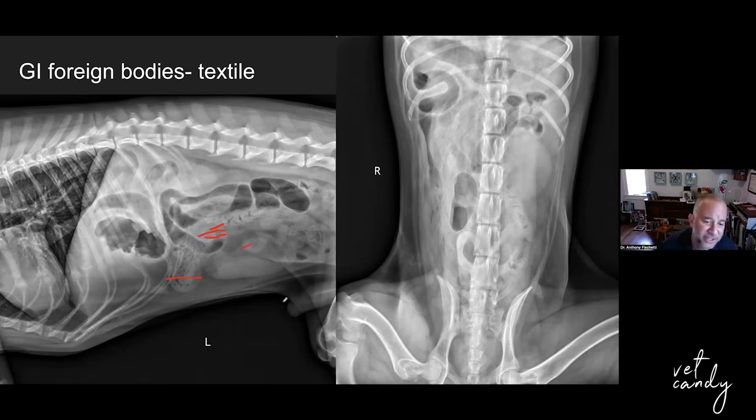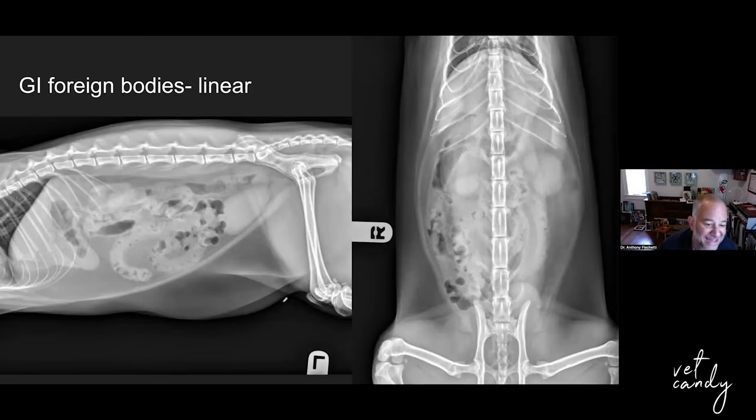This guy went to surgery and had a big sock taken out of his small intestine. This is pretty classic for linear foreign body obstruction. Notice the intestines aren't that distended, but you can see the undulating serosal margins out at the periphery and these irregular gas bubbles.